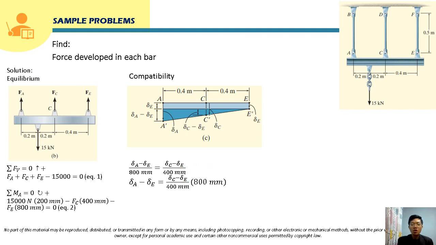Okay, so from here, class, we can simplify this further, cross multiplying this 800 millimeter to the other side. So this will be the result. Solving for delta A, delta C times 800 over 400 will be 2 delta C, and delta E times 800 over 400 will be negative 2 delta E, and then we just transpose this and it will become positive here. Combining this 2 delta E, this will just become negative delta E. So this will now be the equation: delta A is equal to 2 delta C minus delta E. This will now be the compatibility equation.